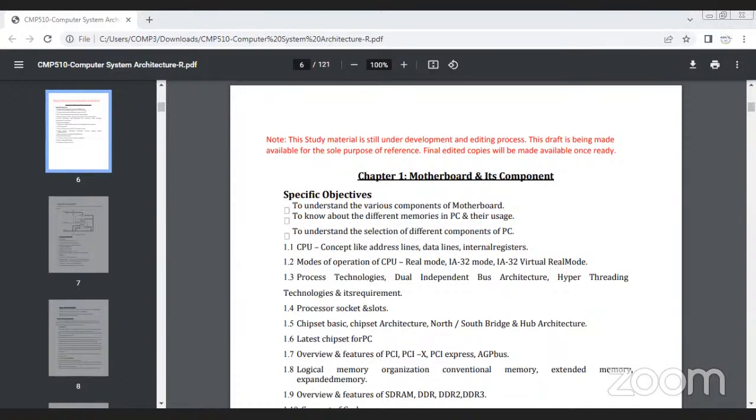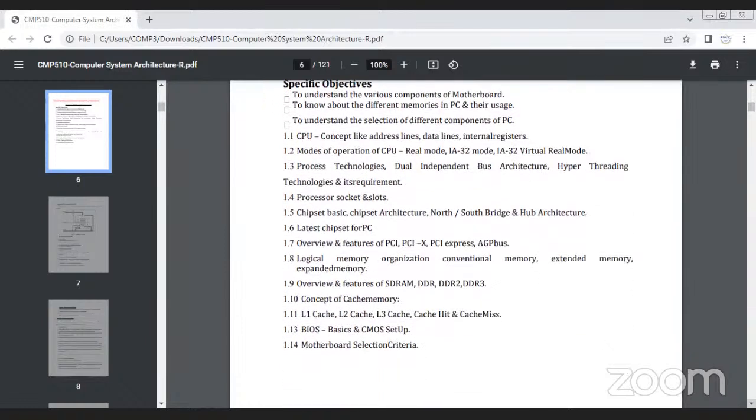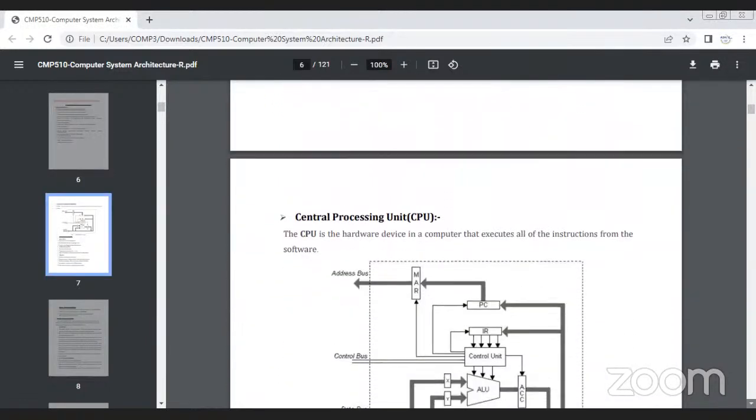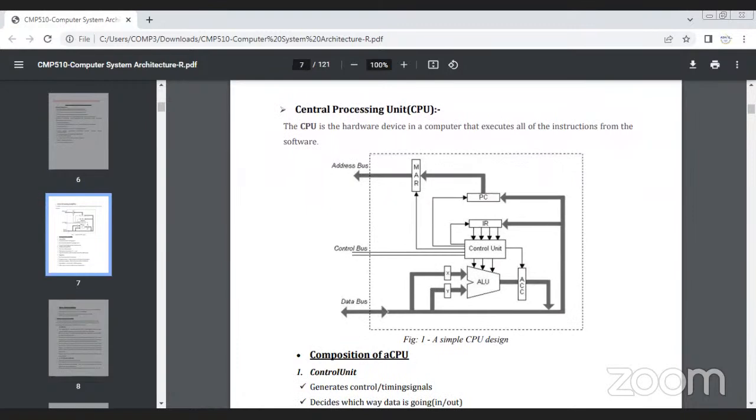Okay. Now the next part is the central processing unit. This is a block diagram of the CPU. CPU means central processing unit, and the CPU is the hardware device in the computer that executes all the instructions from the software. Whatever instructions come from software, those instructions are executed in the CPU, central processing unit.